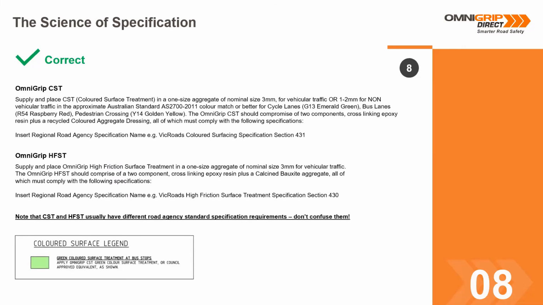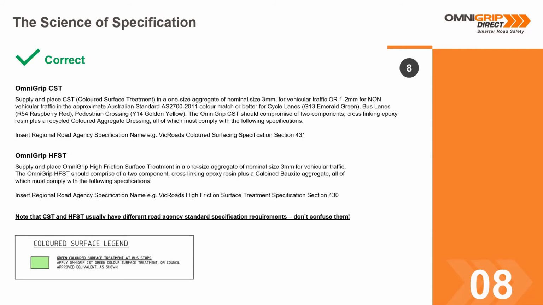Okay, so this is an example of how a specification should look. It specifies exactly what product is being used, what the product is being used for, whether it's for a vehicular area or substrate, or whether it's used for pedestrian crossings or bicycle lanes. It specifies the type and size of recycled glass to be used in order to keep the high friction properties up, and also keep the road users safe for a long period of time.